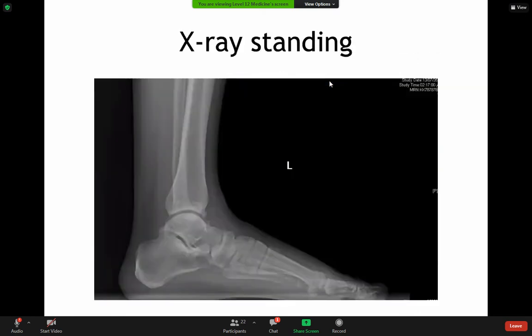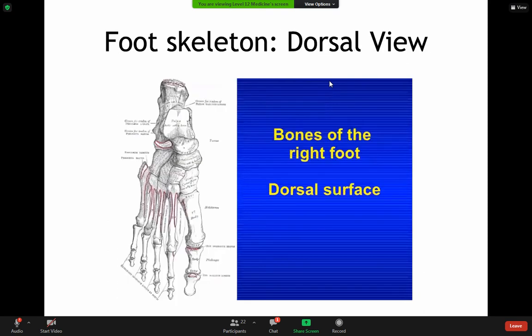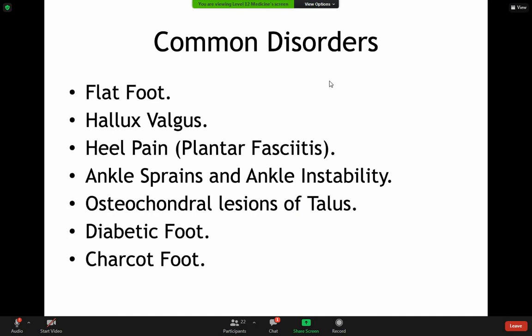Here's an X-ray, again showing the same structures. From the lateral aspect, again, you see the calcaneus, the talus. The calcaneus articulates with the cuboid anteriorly, and the talus, as we saw from the medial side, articulates with the navicular anteriorly. From this side, you can see the middle cuneiform and the lateral cuneiform, the metatarsals and the phalanges. This is, again, a dorsal view of the foot, showing the same structures.